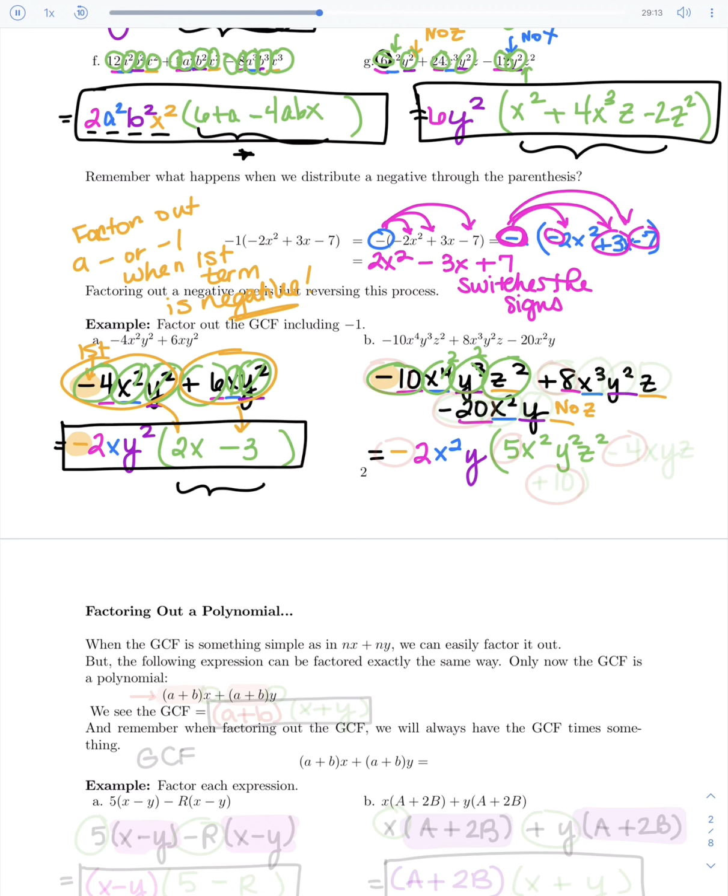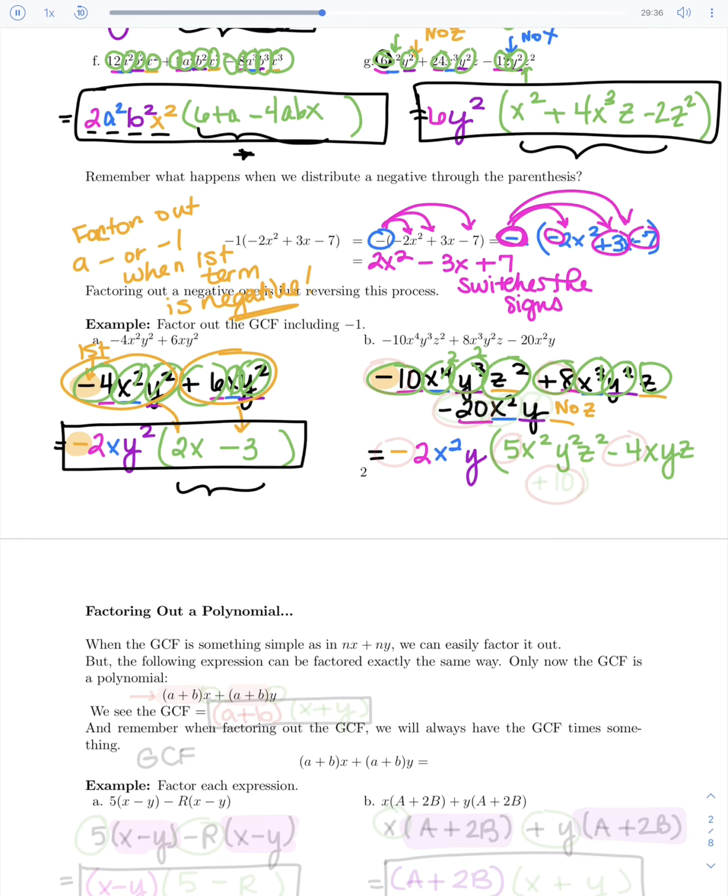Z's did not get touched here. And then continuing along, let's see. -2 divided into +8 will give me a -4. Pulling out 2 x's, we had 3, will only leave me with 1. Pulling out 1 y, where I had 2, will only leave me with 1 y. And I didn't touch the z's, so I'll still have a z in that middle term.